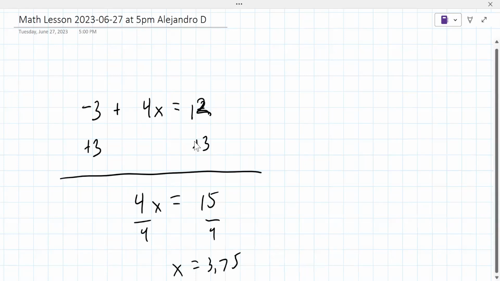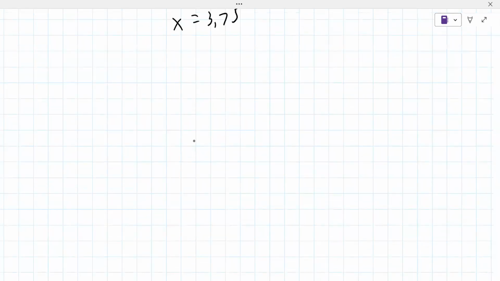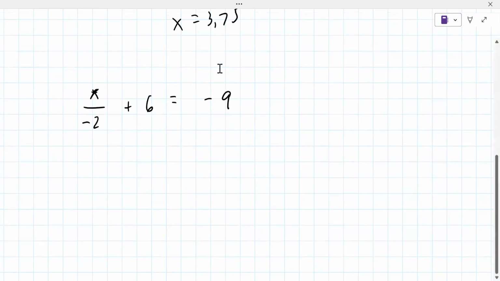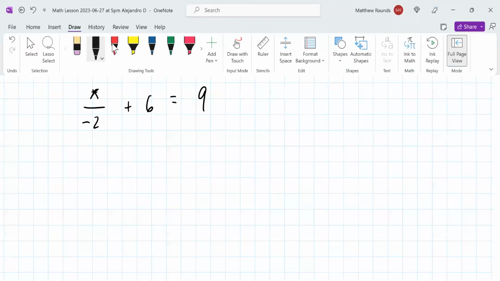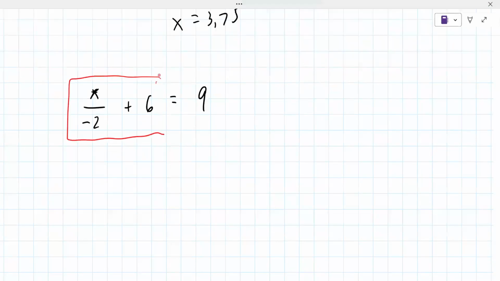All right, so let's look at another one here. Let's go x divided by -2 plus 6 equals -9. Let's do +9 there. All right, so again, you look at the side with the variable, and you decide what you're going to undo.